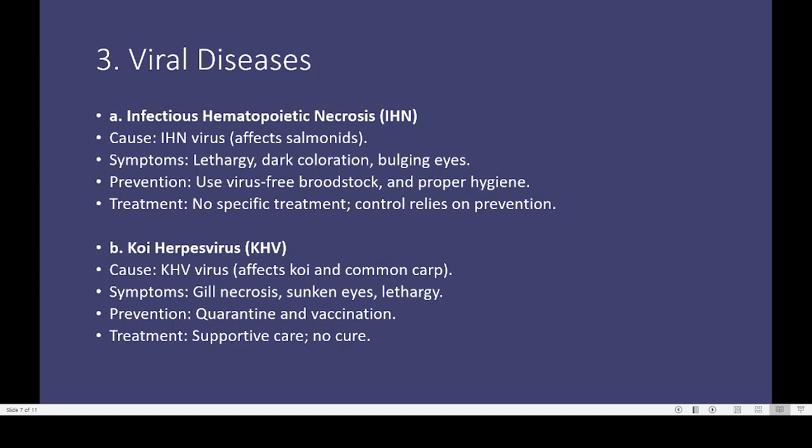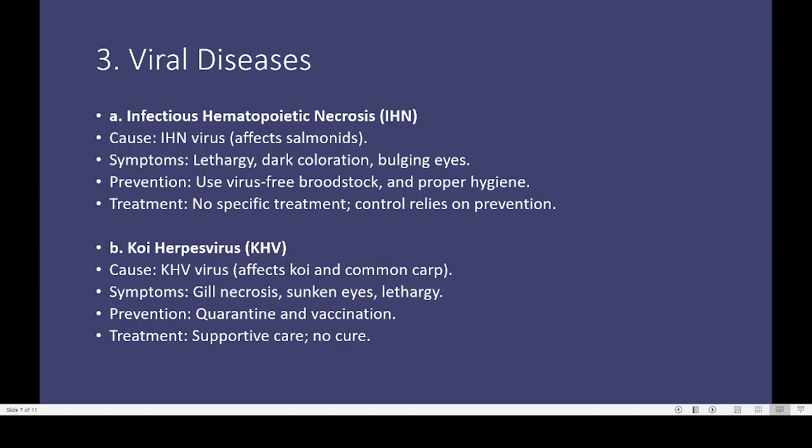So this is the case of infectious hematopoietic necrosis. So what is happening here? Here you can see on the lower side of the belly. It is caused by a type of virus. That virus is known by the name IHN virus. Mainly it is affecting salmon.